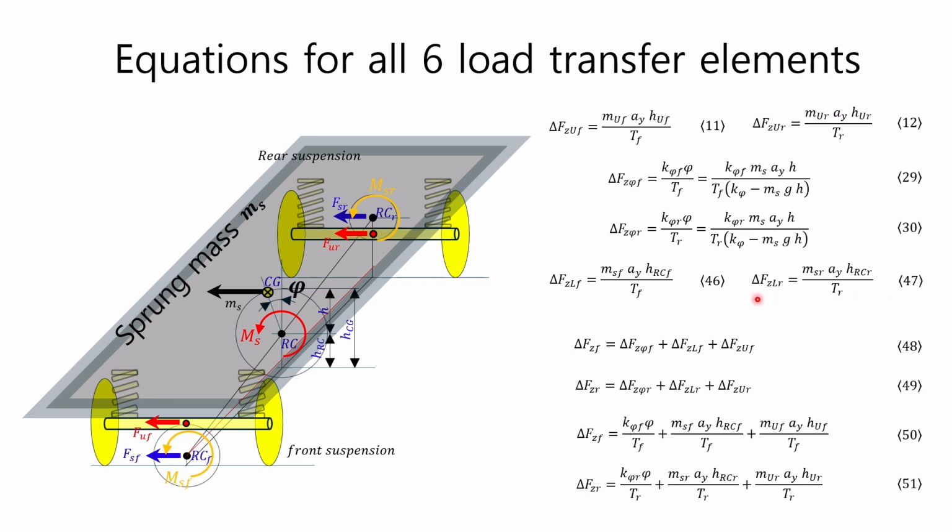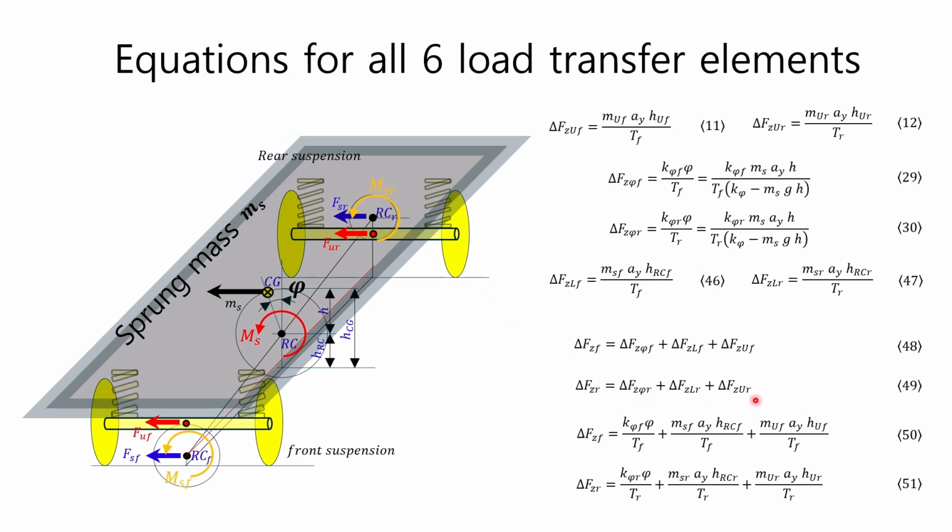The total load transfer at the front wheel is the sum of the load transfer due to the moment generated by the sprung mass, the load transfer due to the lateral force acting on the front suspension roll center, and the load transfer generated by the unsprung mass on the front axle, and can be expressed as in equation 48. The total load transfer at the rear wheel can be expressed in the same way as in equation 49.